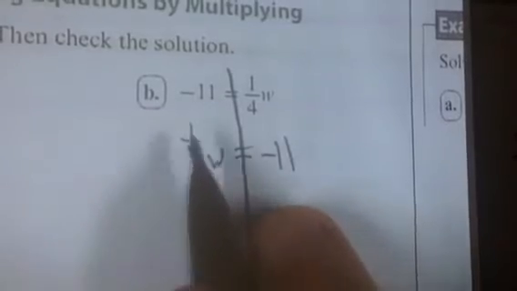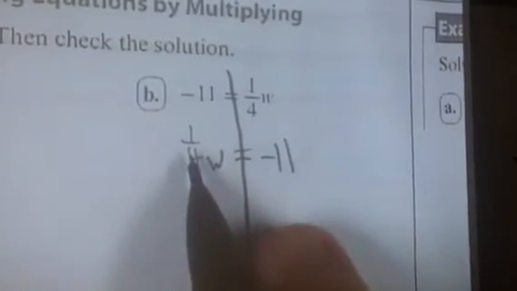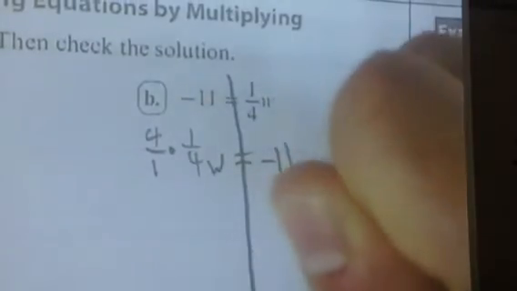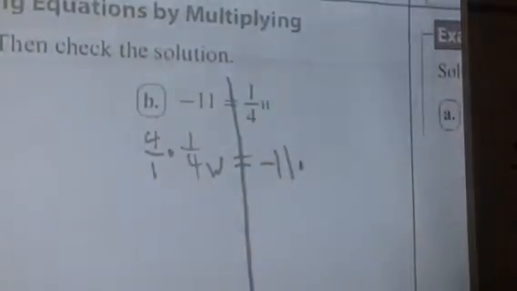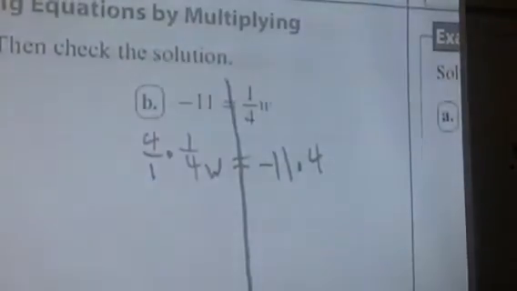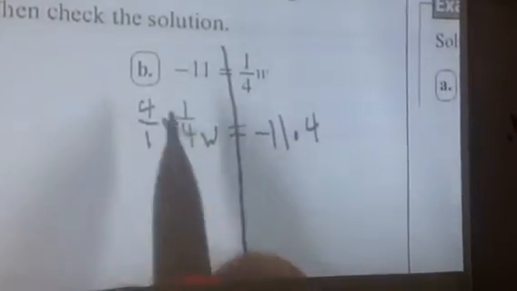But what I remember is that dividing by a fraction is the same thing as multiplying by the reciprocal. So what I'm going to do right here is multiply each side by the reciprocal of 1/4, which is 4 over 1, or just 4. So I multiplied both sides by the reciprocal. Remember, to get rid of multiplication, we use division.